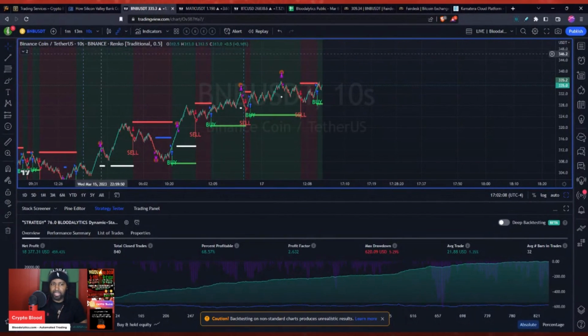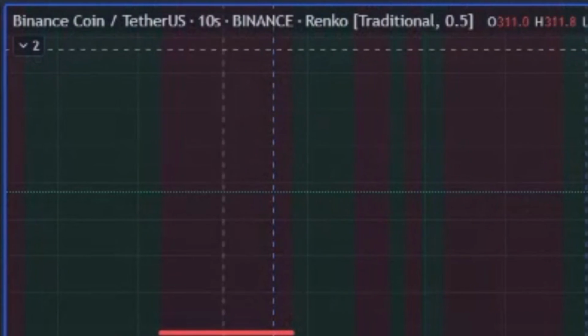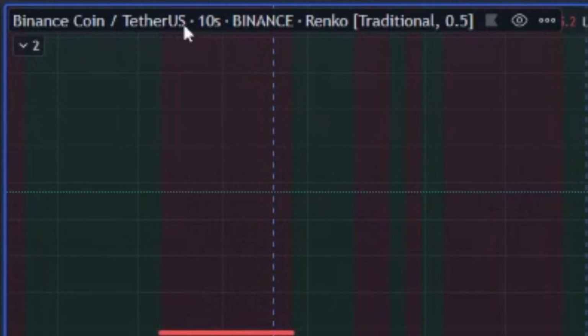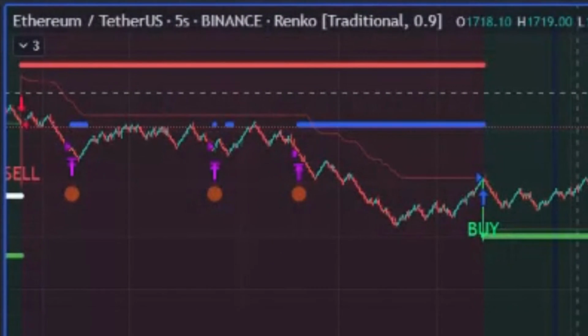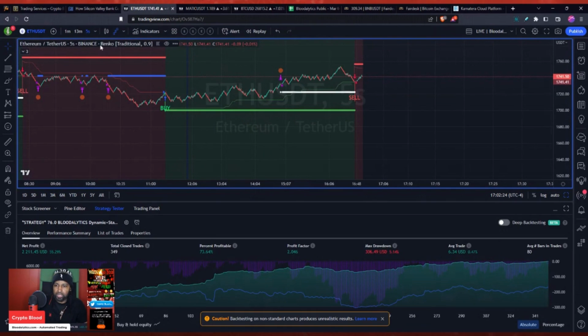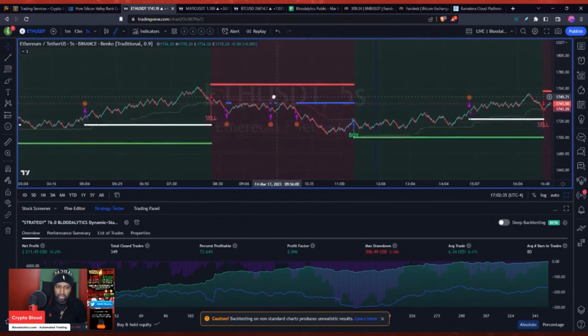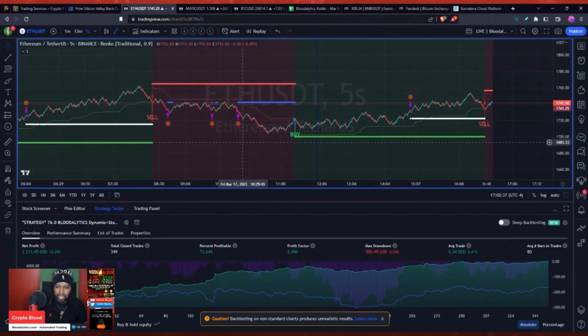And so what I mean by that is, you guys see here at the top, you'll see Binance Coin, Tether US. The exchange is Binance, okay, for the Binance pair. We're going to be switching that over. Ethereum has already been switched, so it is running on Binance's feed, Ethereum versus Tether. So that is properly synced to the Binance feed, and I have the algo synced there as well.